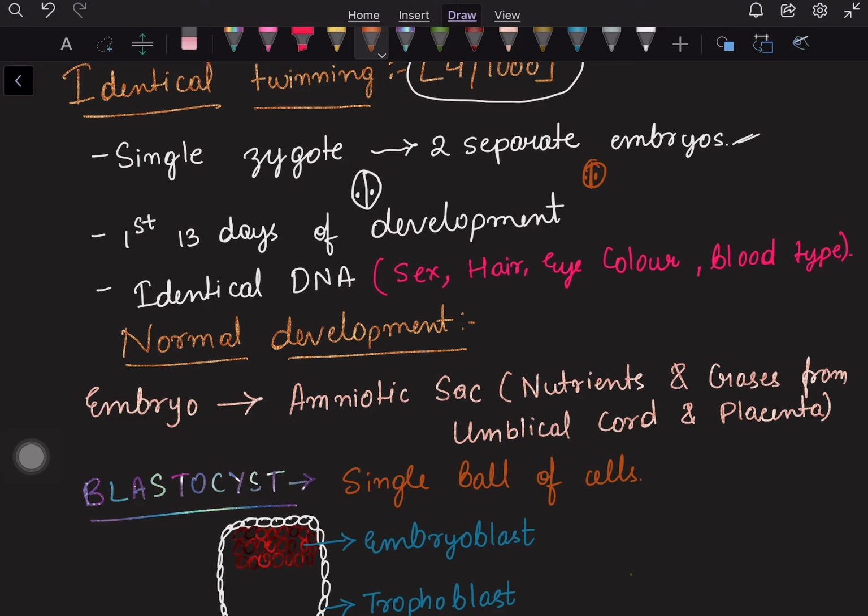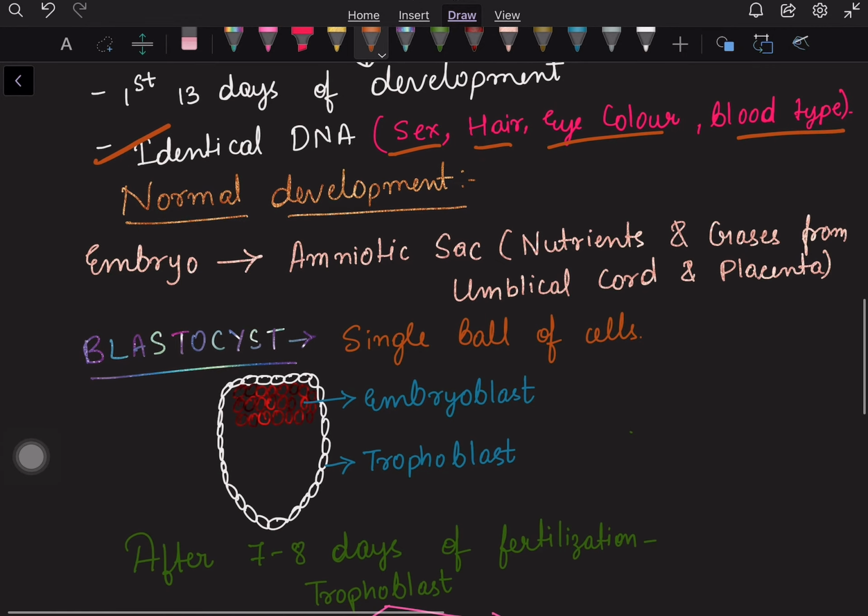Identical twins mostly have the same DNA. That's why the siblings almost always have the same sex, or the hair is alike, the eye color is alike, or the blood type is alike. They have identical DNA. That's why any of these can be alike among the siblings.